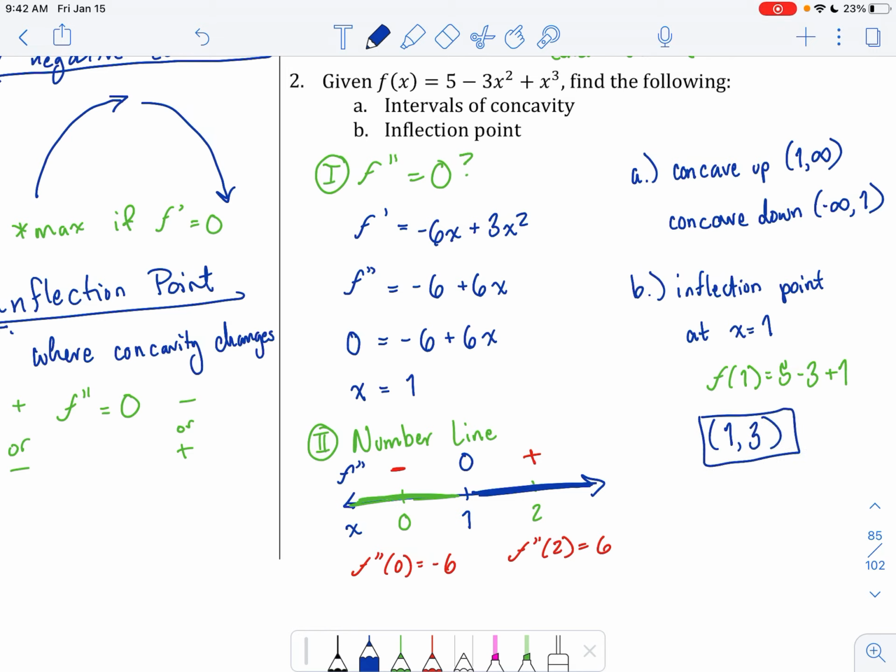So you might see it in either case. If you have questions about any of these intervals, about second derivative, about first derivative, about critical points, concavity, and of course then the mean value theorem, please let me know before you see it on the quiz tomorrow.